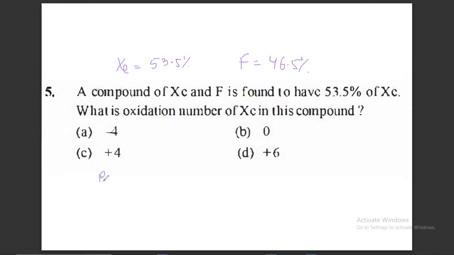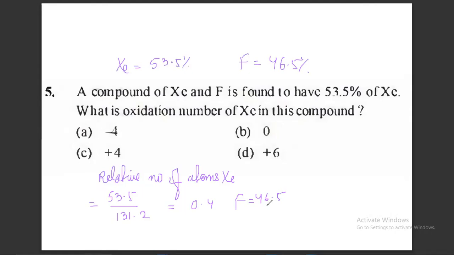The relative number of atoms in the case of xenon would be 53.5 divided by 131.2, because this is the atomic mass of xenon. So the answer is 0.4. And in the case of fluorine, you have 46.5 as the abundance. The difference of this 53.5 from 100 gives 46.5. The atomic mass is 19. Calculate and you get 2.4.